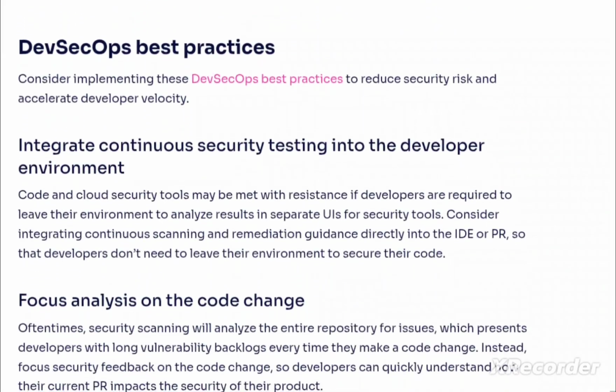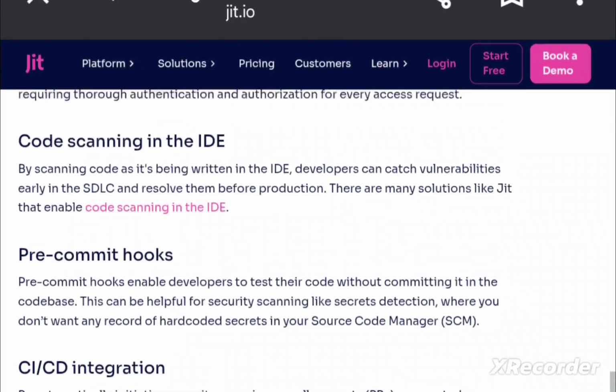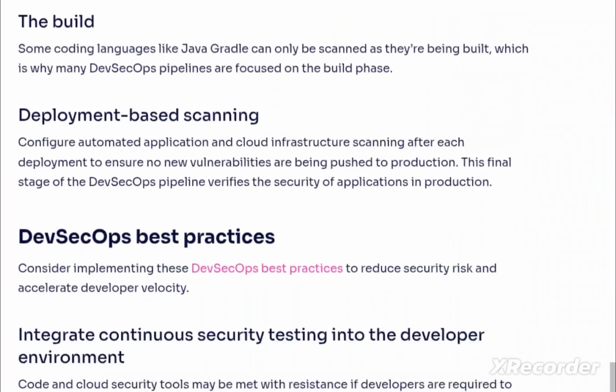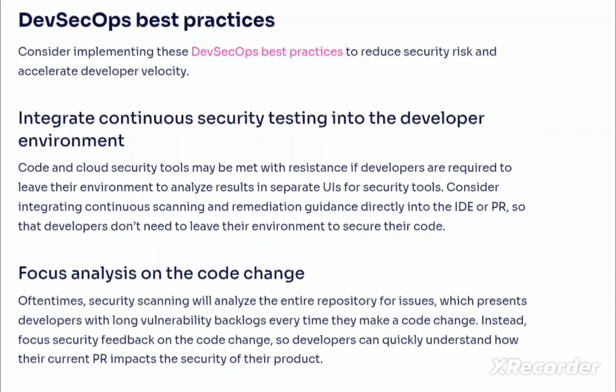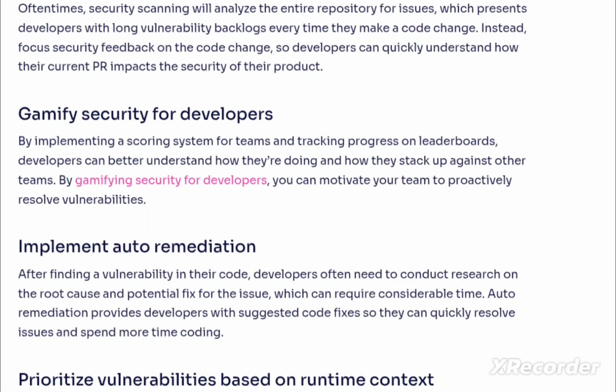And coming to some best practices of DevSecOps, integrate continuous security testing into your development environment, especially, as I said, in the IDE phase itself. Integrating security without making a pull request, by using pre-commit hooks, can be achieved. That is one of the best security practices, and integrating in the IDE is also one of the best security practices. Focus analysis on the code change, that is one of the best practices. And security for developers, this also covers the first and second pointers.